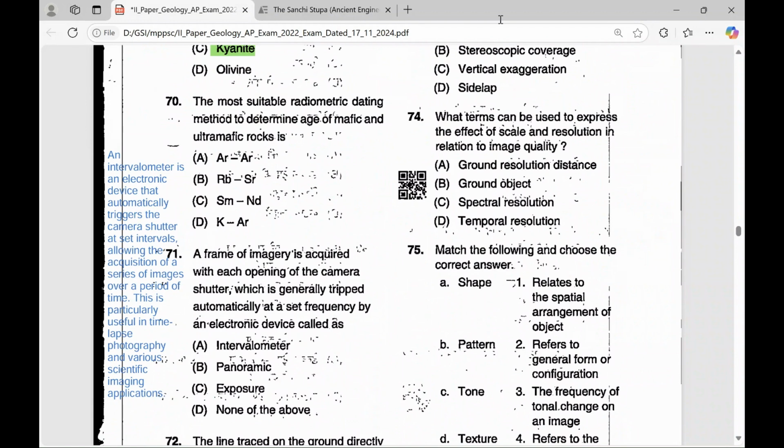So the next question is, the most suitable radiometric dating method to determine age of the mafic and ultramafic rocks is: argon, rubidium-strontium, samarium-neodymium, or potassium-argon. So which will be? I think you should have an idea when it comes to mafic and ultramafic rocks. The answer is samarium-neodymium. Okay. So this is the right answer. In order to understand more about this concept, I'll come up with a video, but also you can refer to books like Winter. It's very well explained.